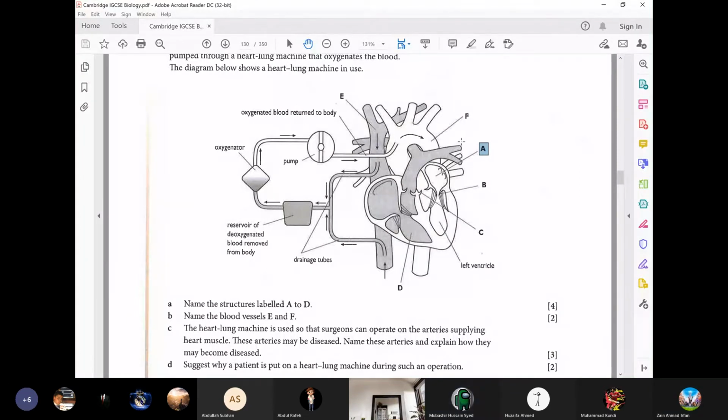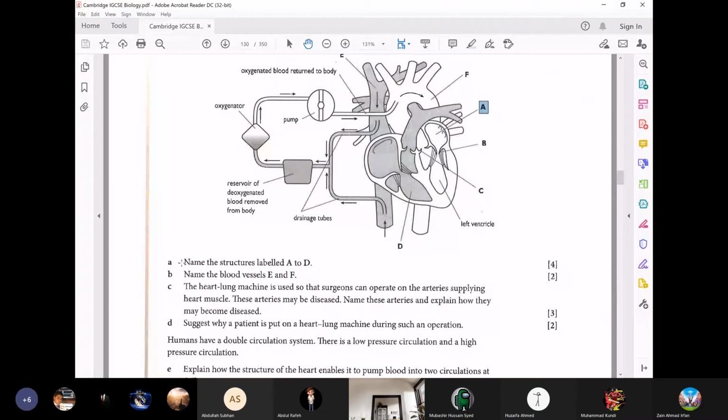All right, boys. Now, part A we have already done, and part B as well. Name the structures labeled A to D, we did this. Name the blood vessels E and F, we did this. Now see, the heart-lung machine is used so that surgeons can operate on the arteries supplying the heart muscles. These arteries may be diseased. Name these arteries and explain how they may become diseased.